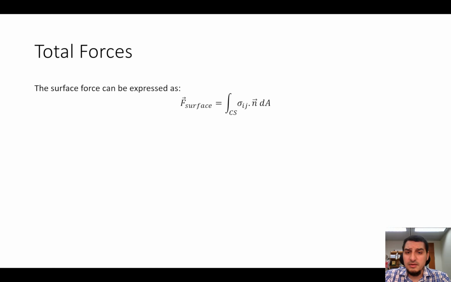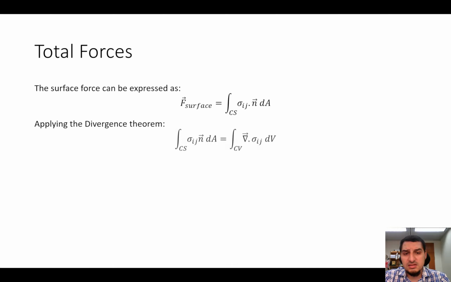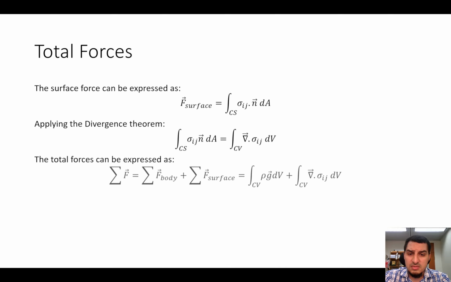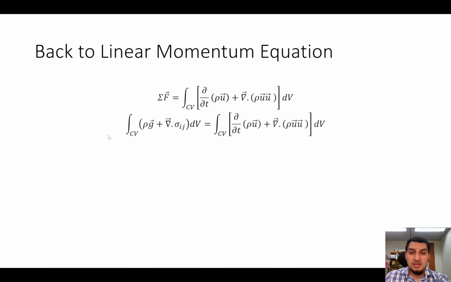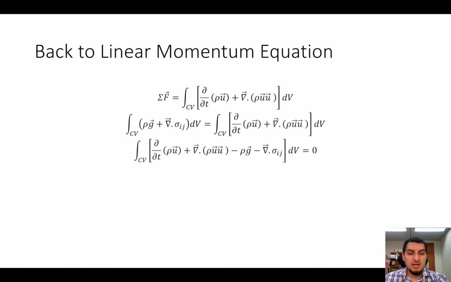So we have sigma dot n dA, and we like to keep everything as a volume integral, so we can use the divergence theorem, and we can add the body forces to the surface forces. Now this is the expression of the total forces we have on the control volume. Now we can take this and go back to the linear momentum equation and plug this term into the left hand side of the equation, and now we have a volume integral. We can take everything to one side, so we have everything equal to 0.